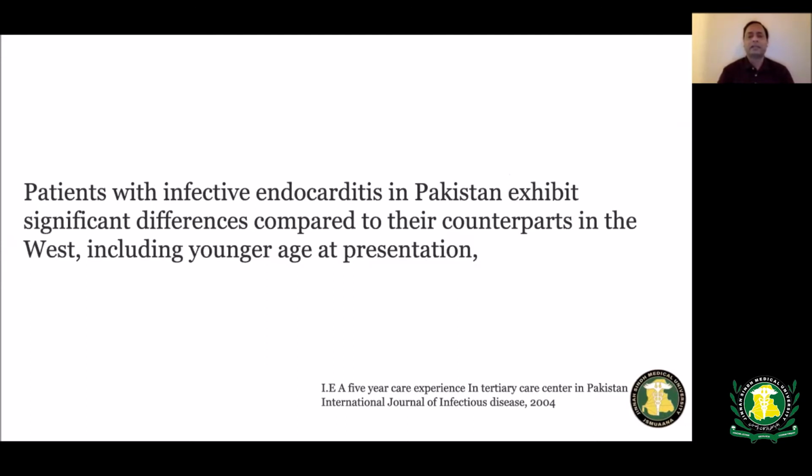I could not find the total incidence of infective endocarditis in Pakistan. This is the only article which I found. It shows that there is a significant difference in the incidence of infective endocarditis in Pakistan as compared to the Western countries. We think it's mostly happening in a younger population at presentation as compared to Western countries, where it occurs in an older population.